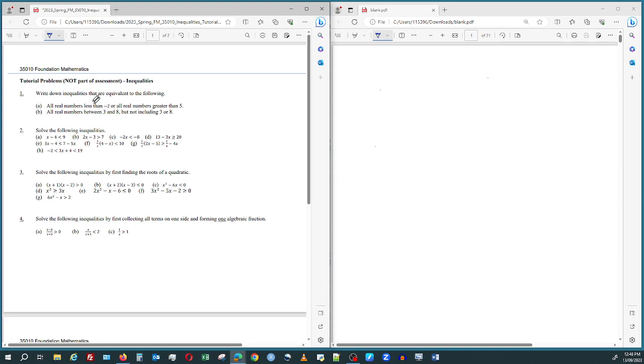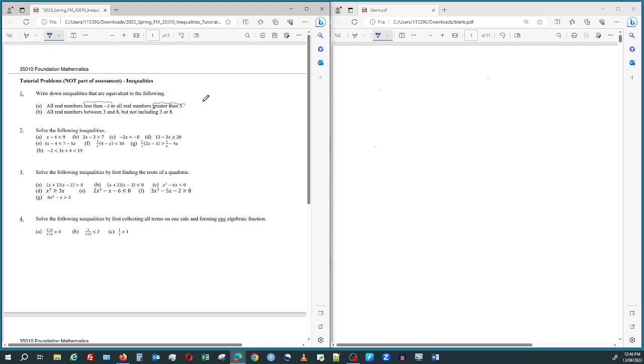We're looking at inequalities. So the first thing we'll consider is, for part A, the language. We're looking at the language of less than and greater than. So real numbers less than or greater than 2, less than minus 2, or numbers greater than.